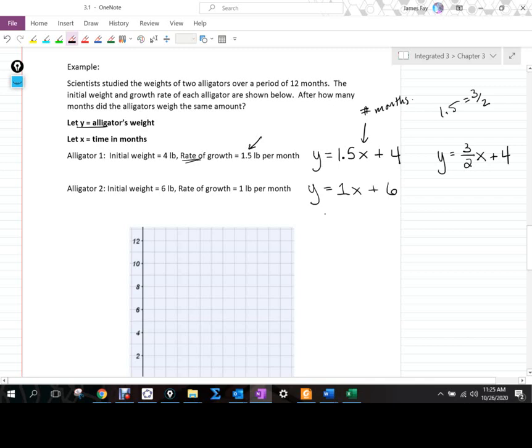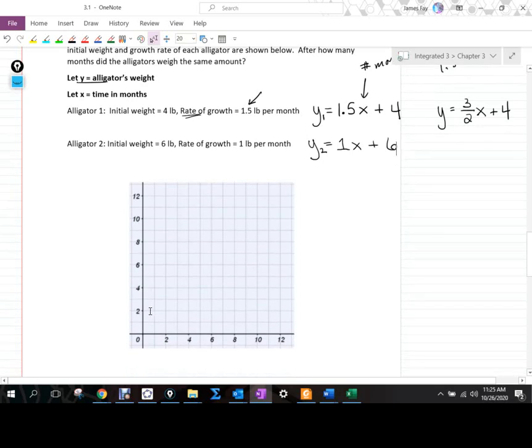A lot of times what I like to do, it's not a huge deal, and this is just for my organization, I like to put little subscripts to remind myself that this is for alligator 1, put the 1 there, alligator 2, put the 2. If I had names for the alligators, I'd put the first letter of their name right there. So I just remember what equation I built correlates to which alligator.